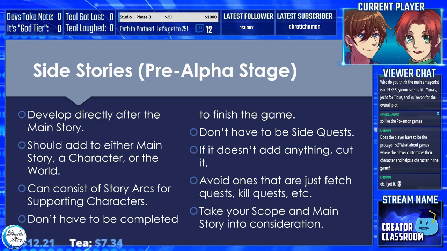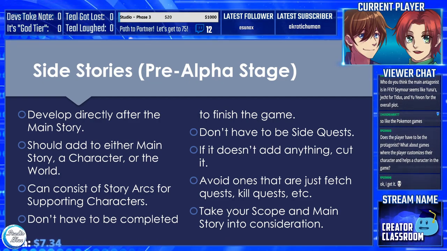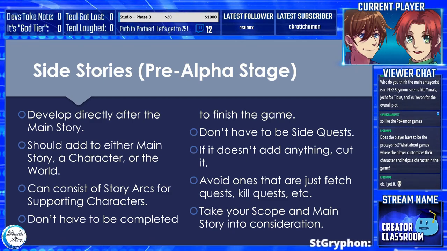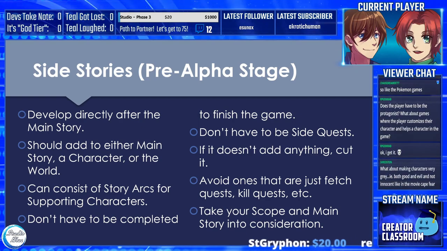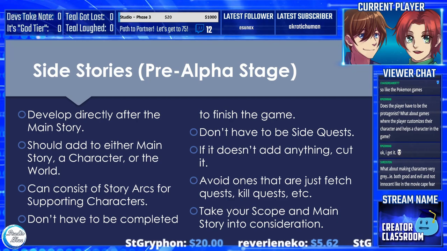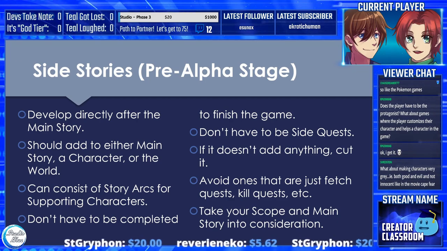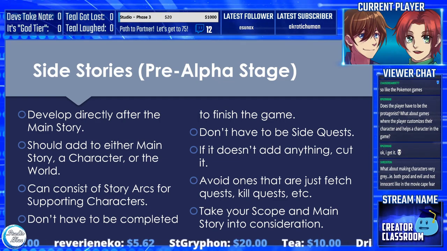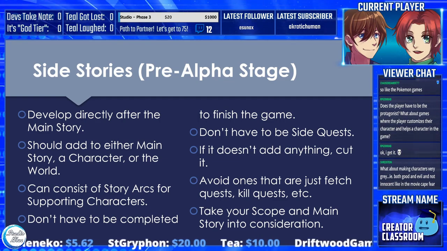Try to avoid side stories that are just fetch quests, kill quests, etc. The number of side stories should take your scope and main story into consideration. Games like the Atelier series thrive on side stories to make up the bulk of their game, while games like Persona 5 only have a few of them. Side quests are called requests.